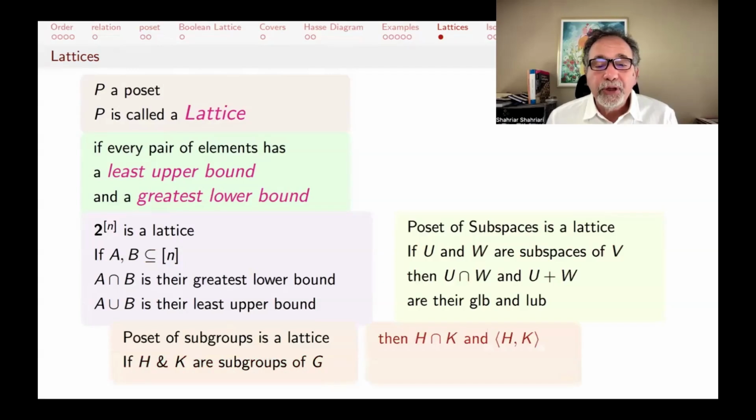If you have two subgroups, then again, their intersection is their greatest lower bound. The least upper bound is the subgroup generated by H and K. If you are in an abelian group, that would be HK. But in general, that might not be. In fact, it will be HK if HK equals KH. There's a whole set of videos on those.